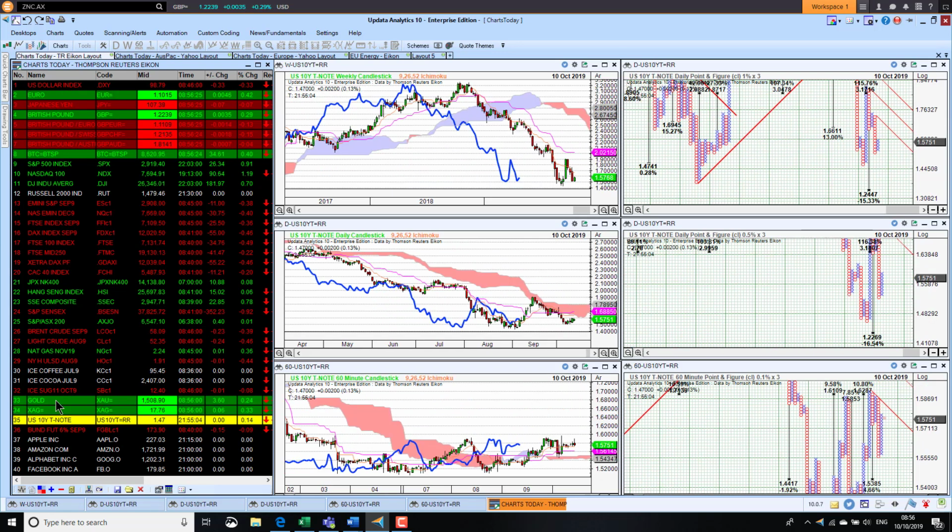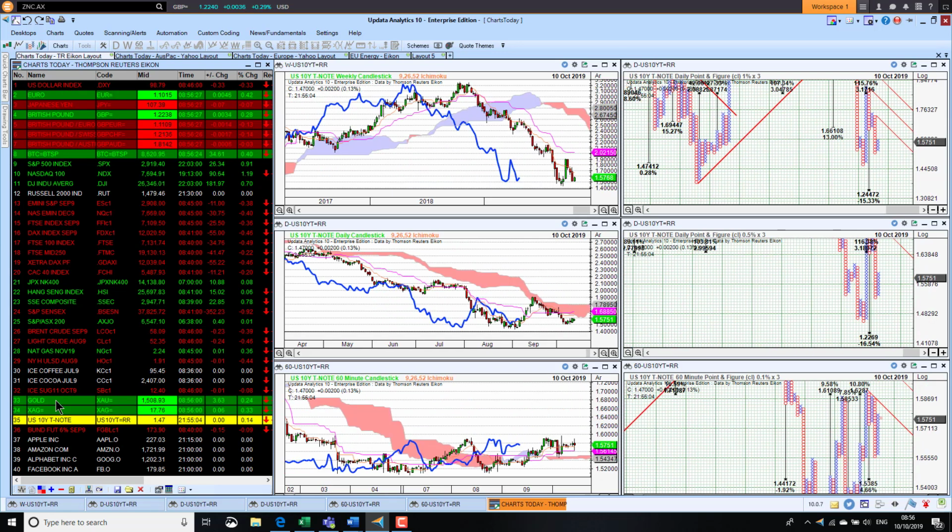US 10-year yields sitting at 157, so we've seen a little bit of recovery in the yield there, and we are in short-term bullish territory, so yields recovering there.